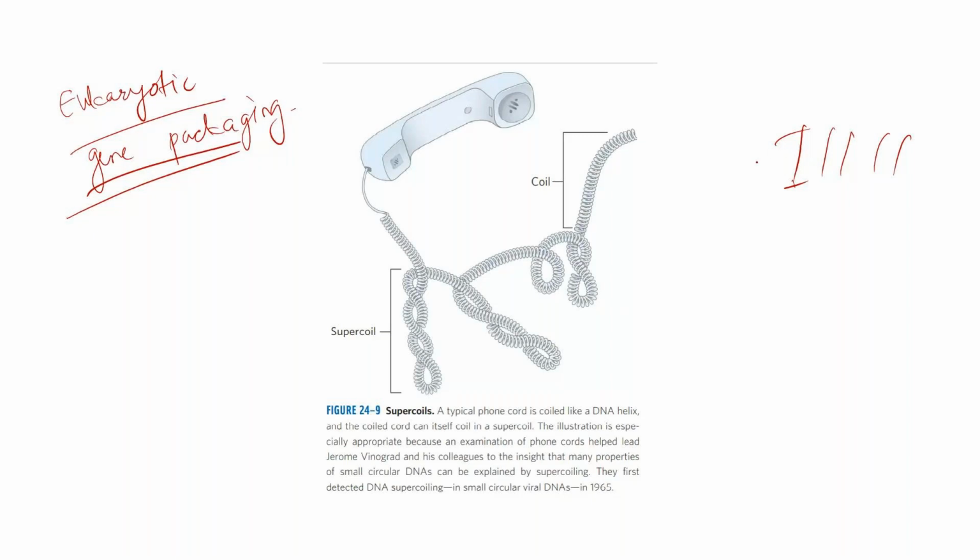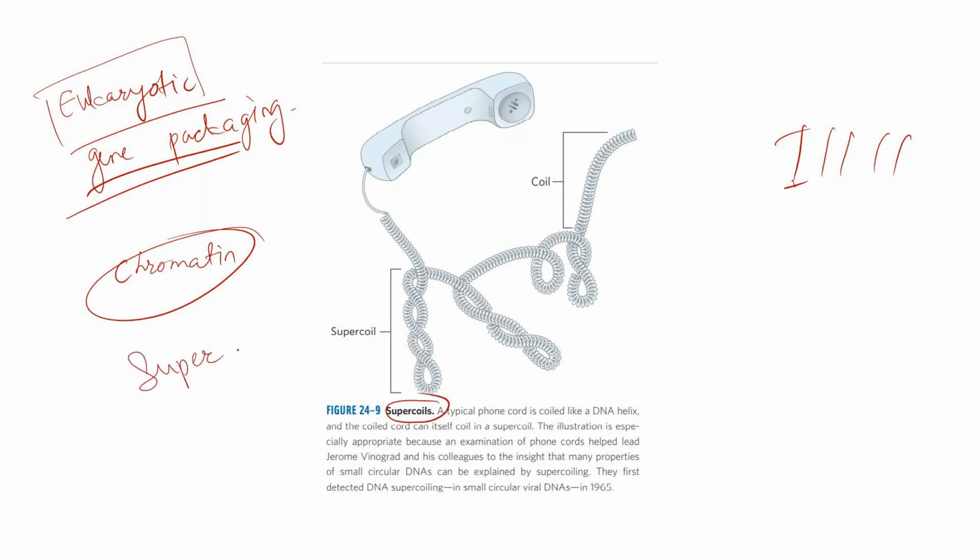Now let us talk about the packaging of this DNA. The packaging of DNA leads to formation of chromatin. Now we are talking about the DNA packaging in case of eukaryotes, for example plants and animals, like humans. This is done with the help of supercoiling. So packaging of DNA is done by supercoiling, and we need to first understand what supercoiling is.